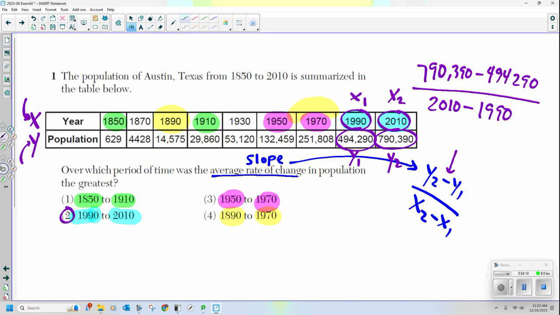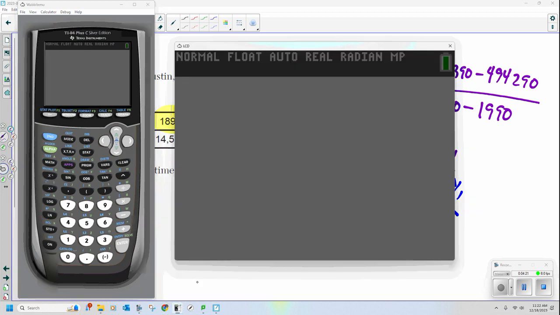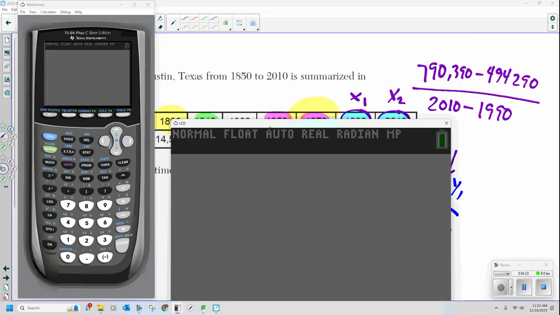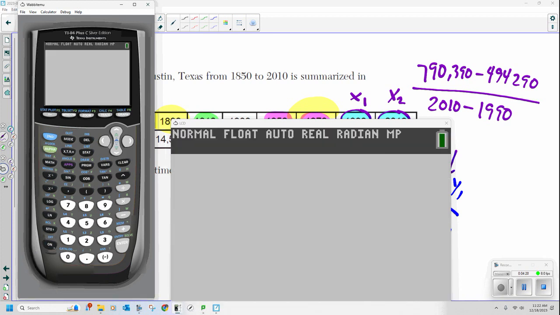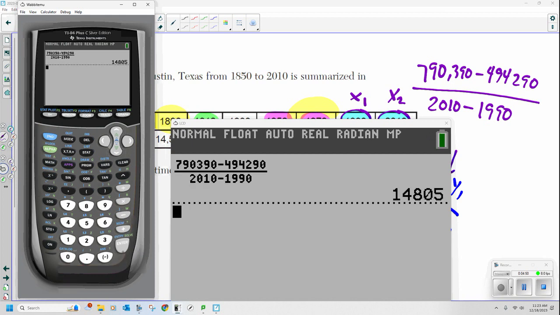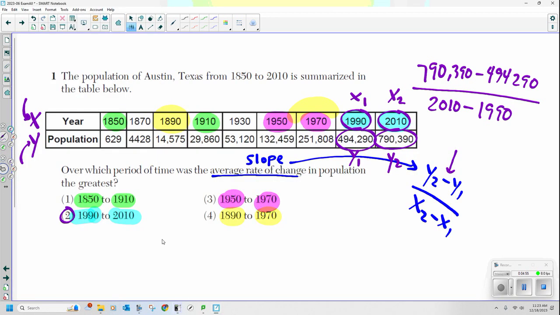Now, you won't be able to do this in your head, but we got this calculator that we love so much, and we're going to use it. I'm going to hit alpha, y equals, enter. And I'm going to create this fraction. And I'm going to type it in just like I have it. 790,390 minus 494,290 over 2010 minus 1990. If I do that right, my average rate of change is 14,805.